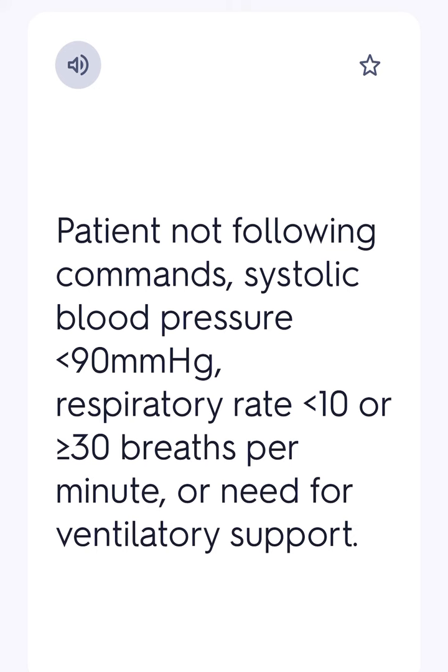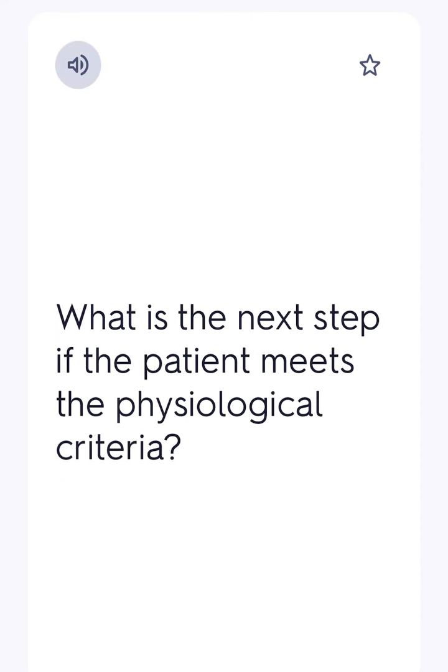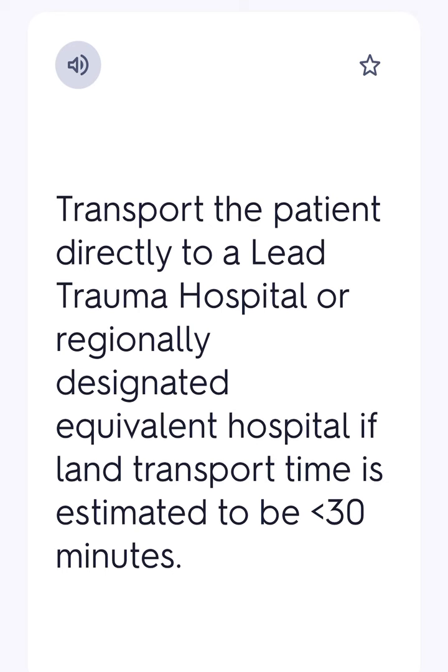Patient not following commands, systolic blood pressure less than 90 mmHg, respiratory rate less than 10 or greater than or equal to 30 breaths per minute, or need for ventilatory support. What is the next step if the patient meets the physiological criteria? Transport the patient directly to a lead trauma hospital or regionally designated equivalent hospital if land transport time is estimated to be less than 30 minutes.